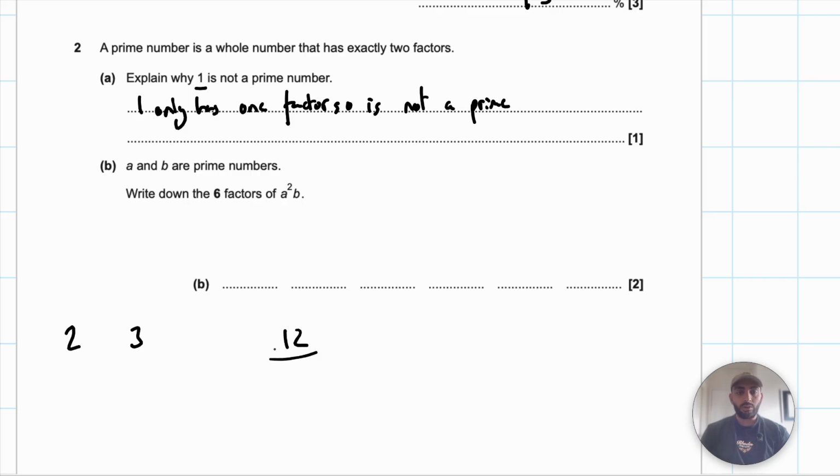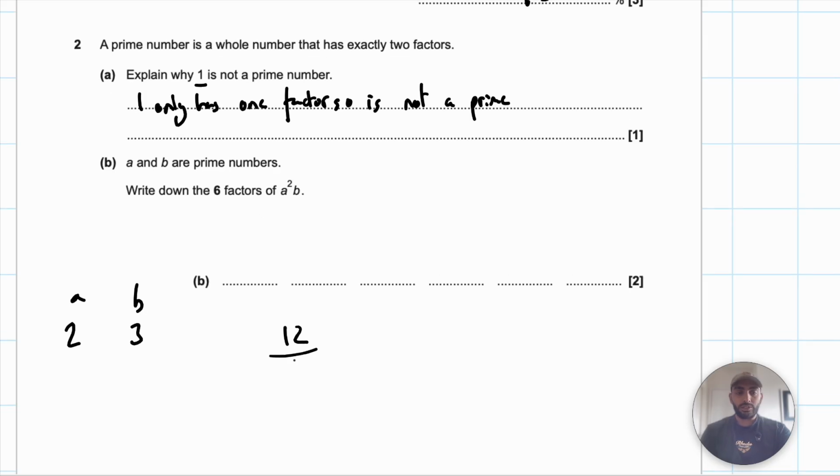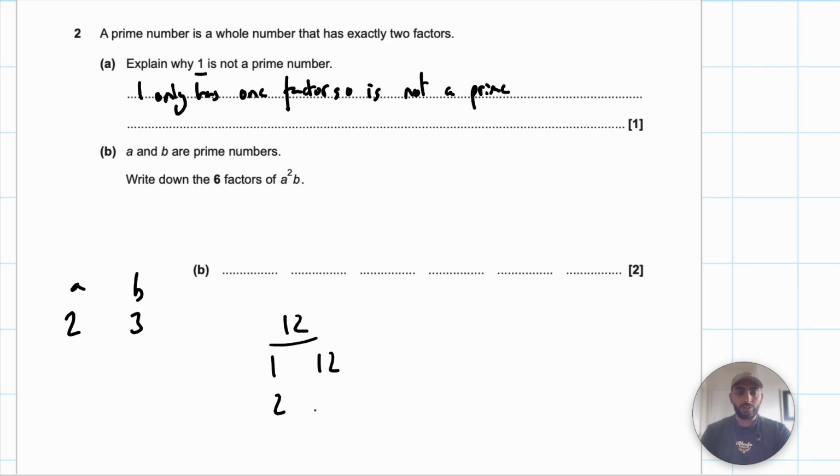So we're going to look at all of the factors of 12 and think about how they relate to a and b. Factors of 12 are 1 and 12, 2 and 6, and 3 and 4, and that would be all of them. So the first factor is always going to be 1, and the last factor will always be a squared b. For the next ones, 2 is the same as a, 6 is the same as a times b, 3 is the same as b, and 4 is the same as a squared.